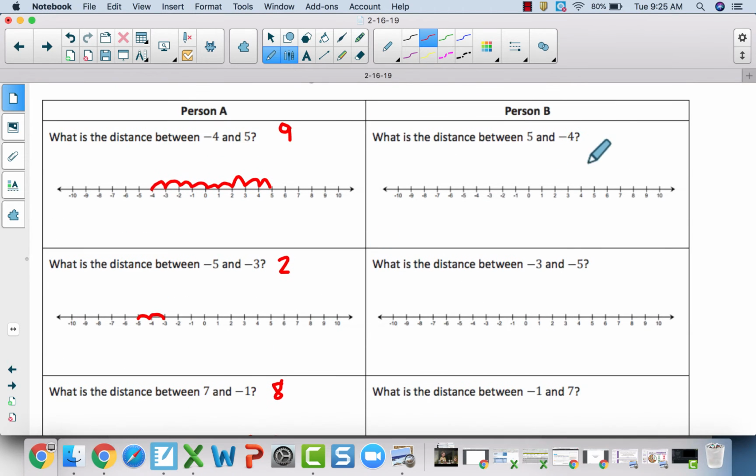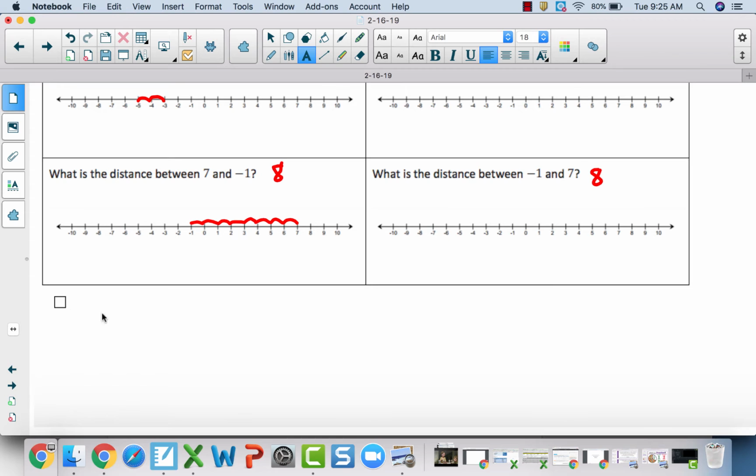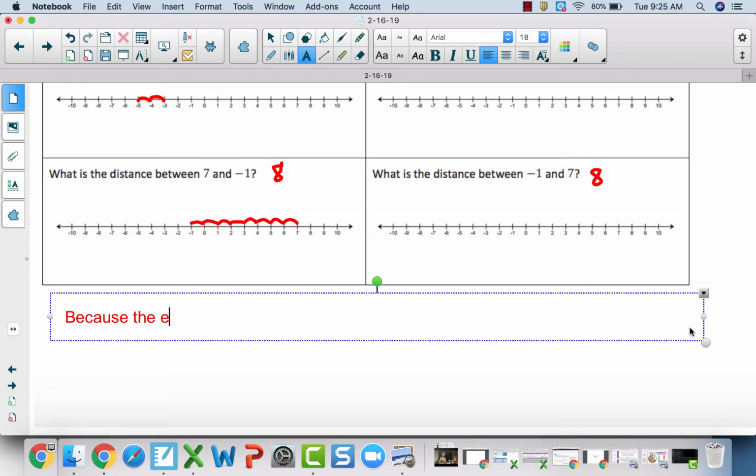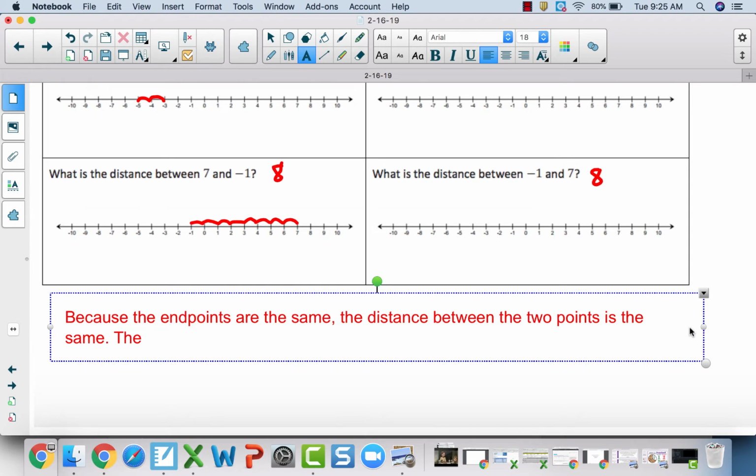All right. Now on this side, you're going to end up getting the same numbers. This is going to be 9. This is going to be 2. And this is going to be 8. Now the question that you should be thinking is, why are these the same even though they're a little bit different? The reason they ended up being the same is because the endpoints are the same, the distance between the 2 points is the same, okay? The endpoints are equidistant away, all right?